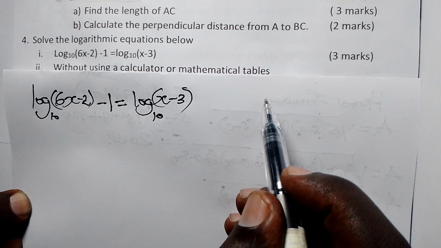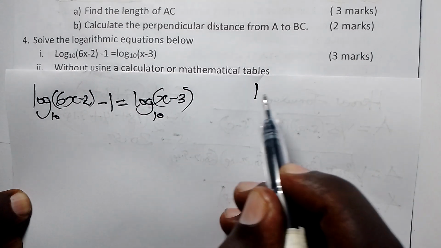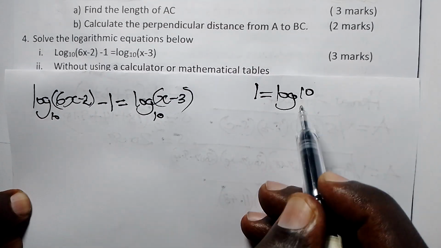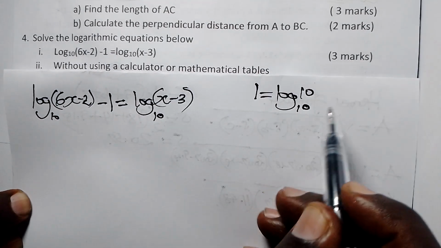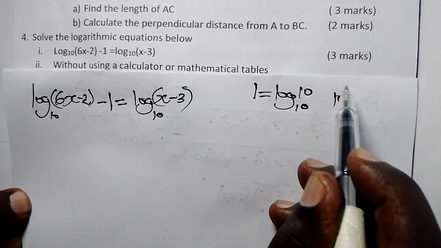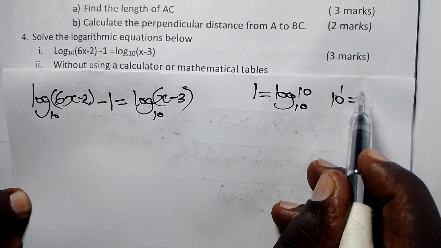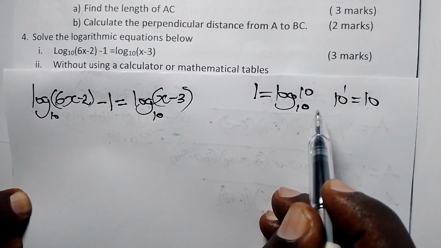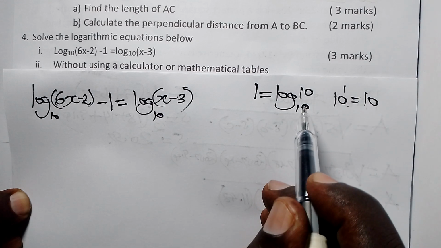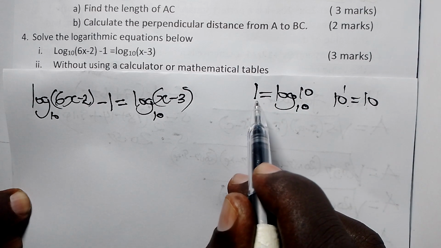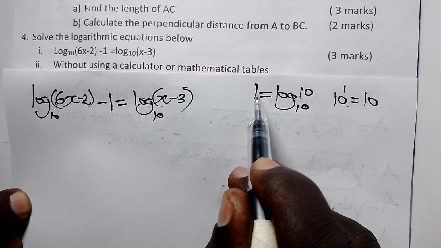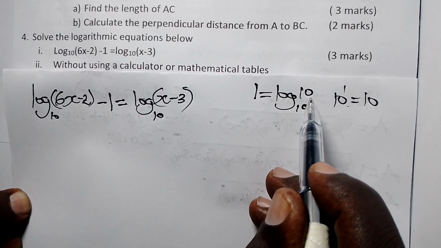written as the log of 10 base 10. In index form, we normally say that 10 raised to power 1 is equals to 10. Therefore, the log of 10 base 10 gives you 1. So if you raise 10 to power 1, you're going to get 10.